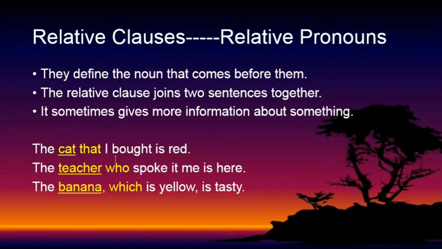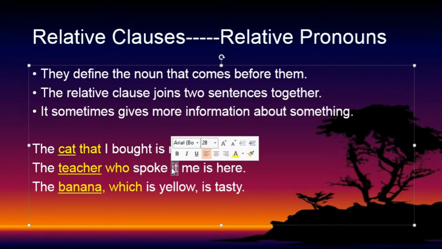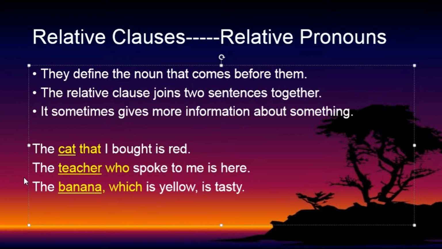The cat that I bought is red. The word that here defines or describes the noun cat. In this case, the teacher who spoke to me is here. Who spoke to me describes the teacher.